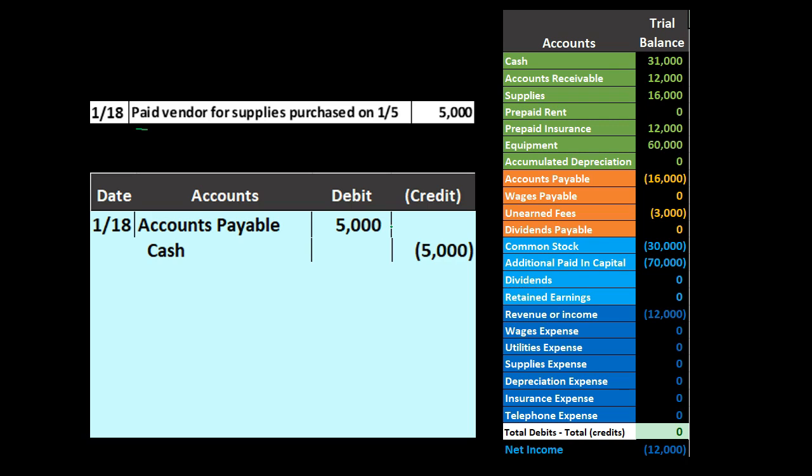Does that make sense? Well, accounts payable has a credit balance because it's a liability. That's the normal balance. We need to make the bad thing go down because we're paying it off. Therefore, it's going to go down. So we're going to do the opposite thing to it, which is a debit.